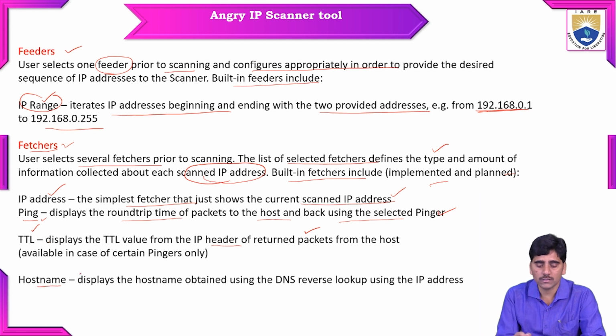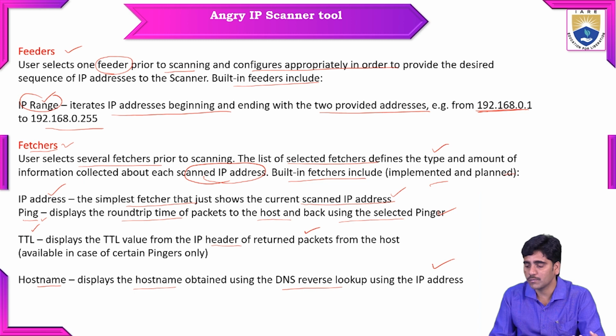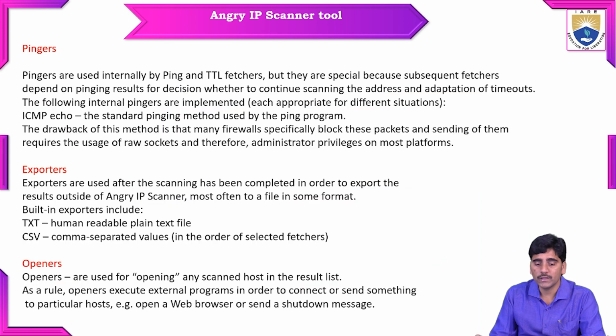And host name is also one type of feature. It displays the host name obtained using the DNS reverse lookup using the IP address. So where is it obtained from? From DNS reverse lookup using the IP addresses. So these are the feeders. Features are one type of options that are available in the Angry IP Scanner tool. And the pingers also are one type of option. Pingers are used internally by the ping and TTL features.